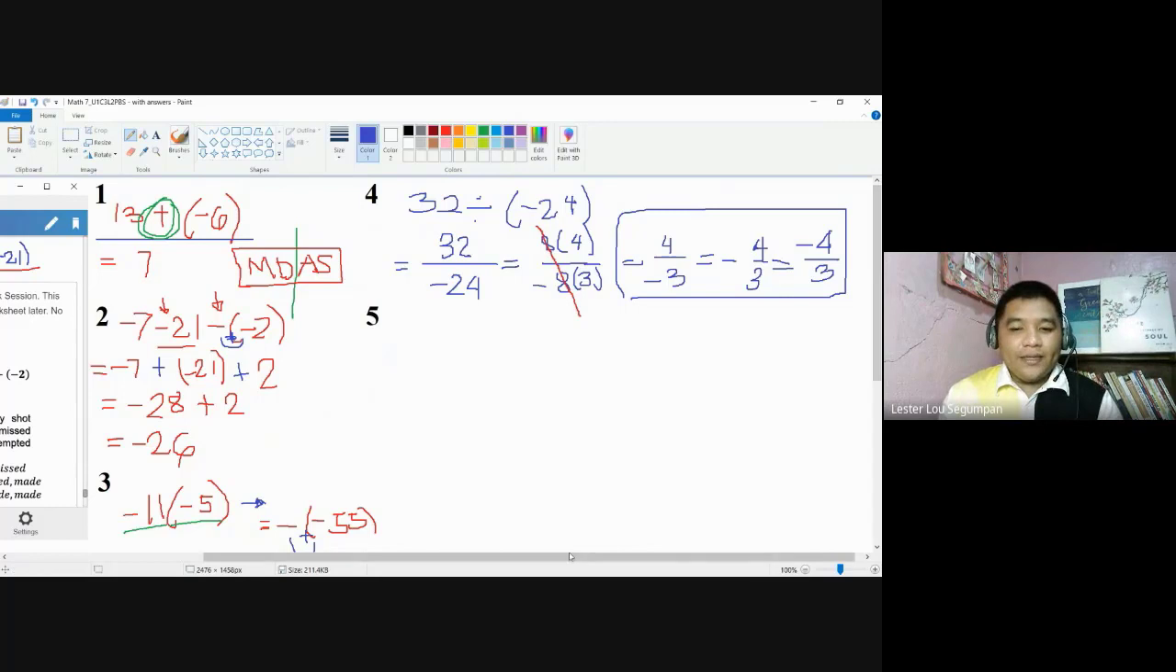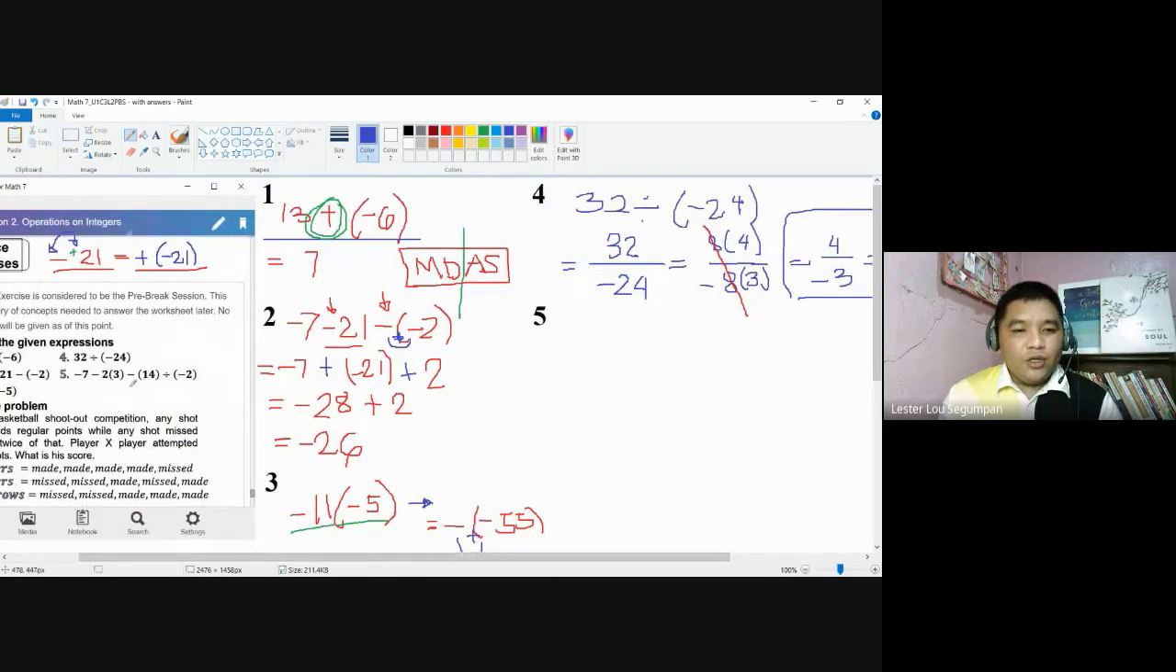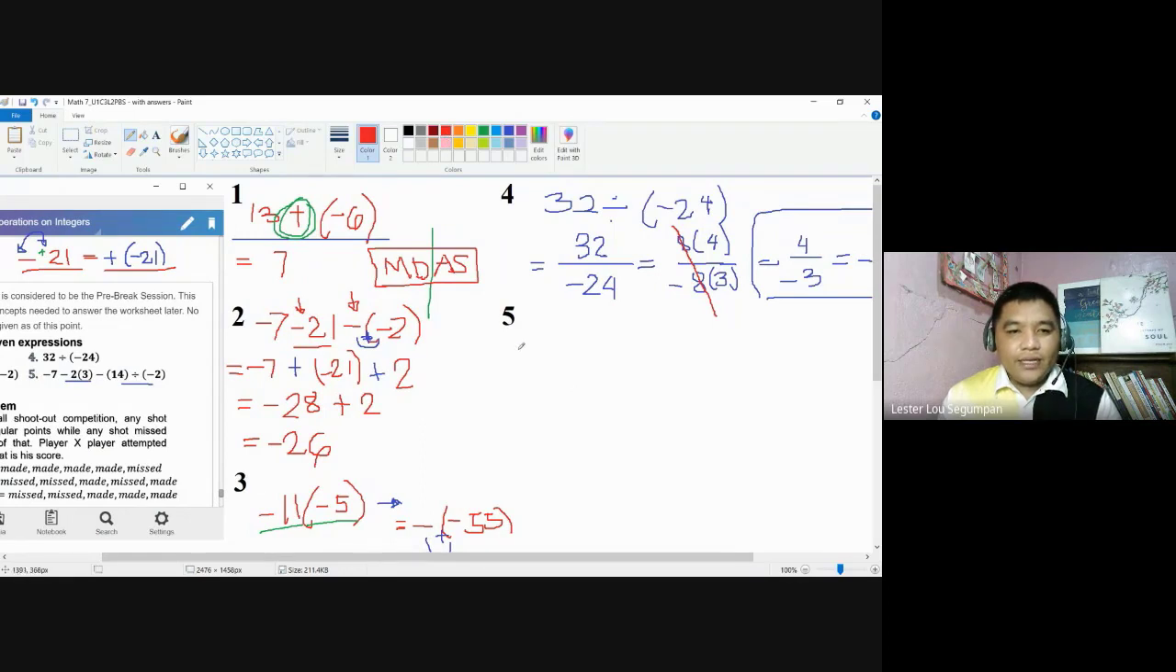Now for number five, this is a combination of all operations. You have here multiplication, you have your division and subtraction, which could actually again be changed into addition as we try to simplify it later. Let's have it here for number 5. Negative 7 minus 2 times 3, minus 14 divided by negative 2. Here, we are going to use the sequence of operations we call PEMDAS.